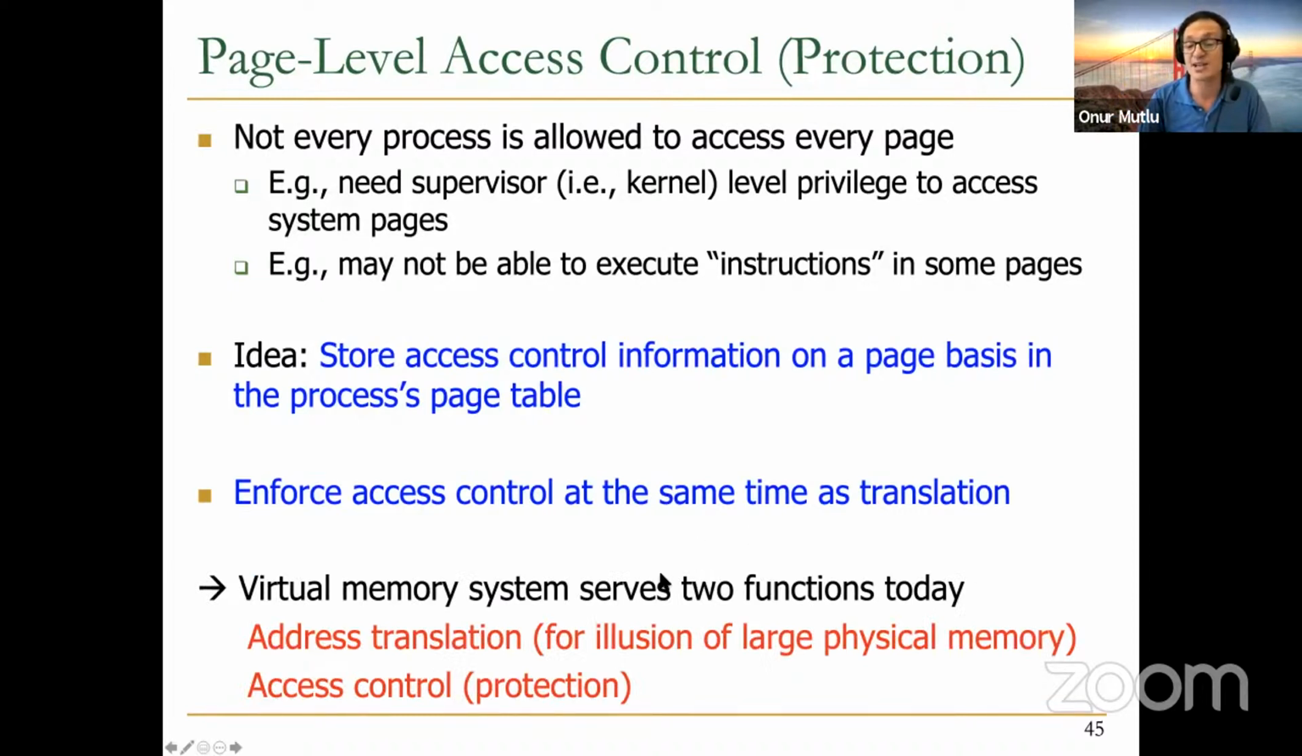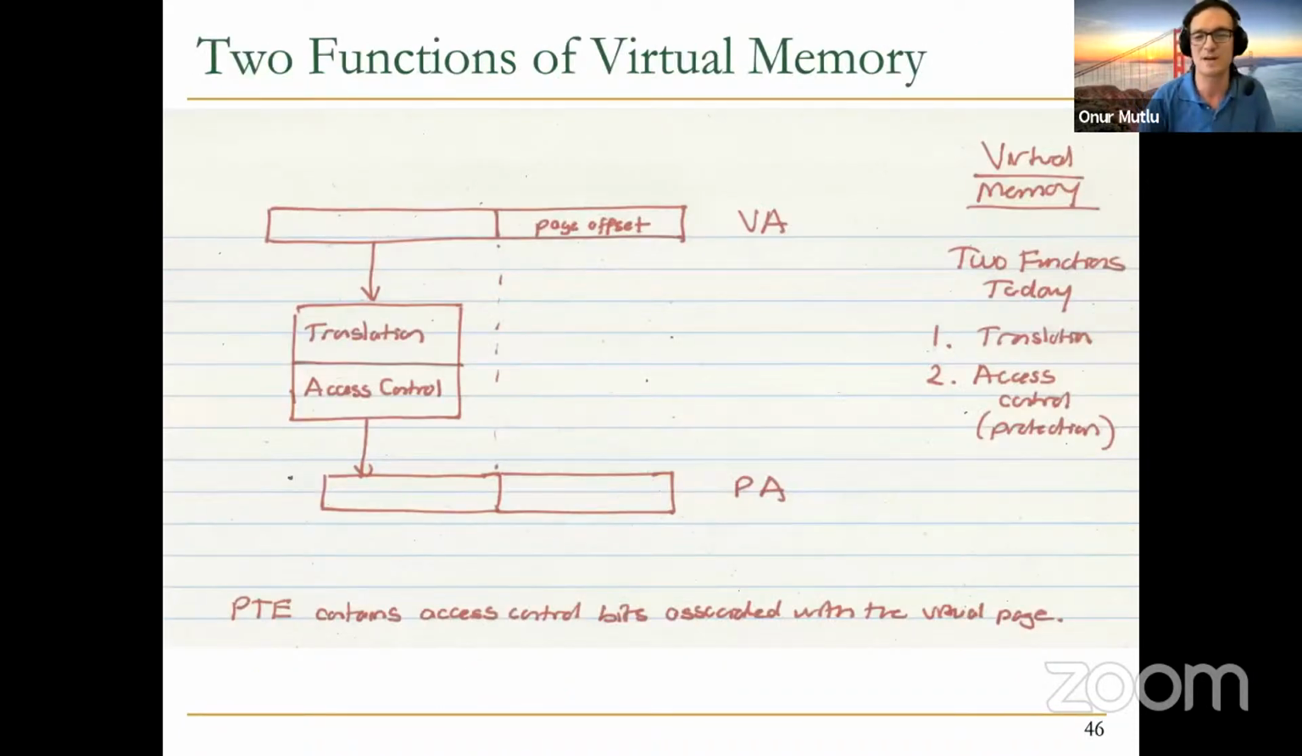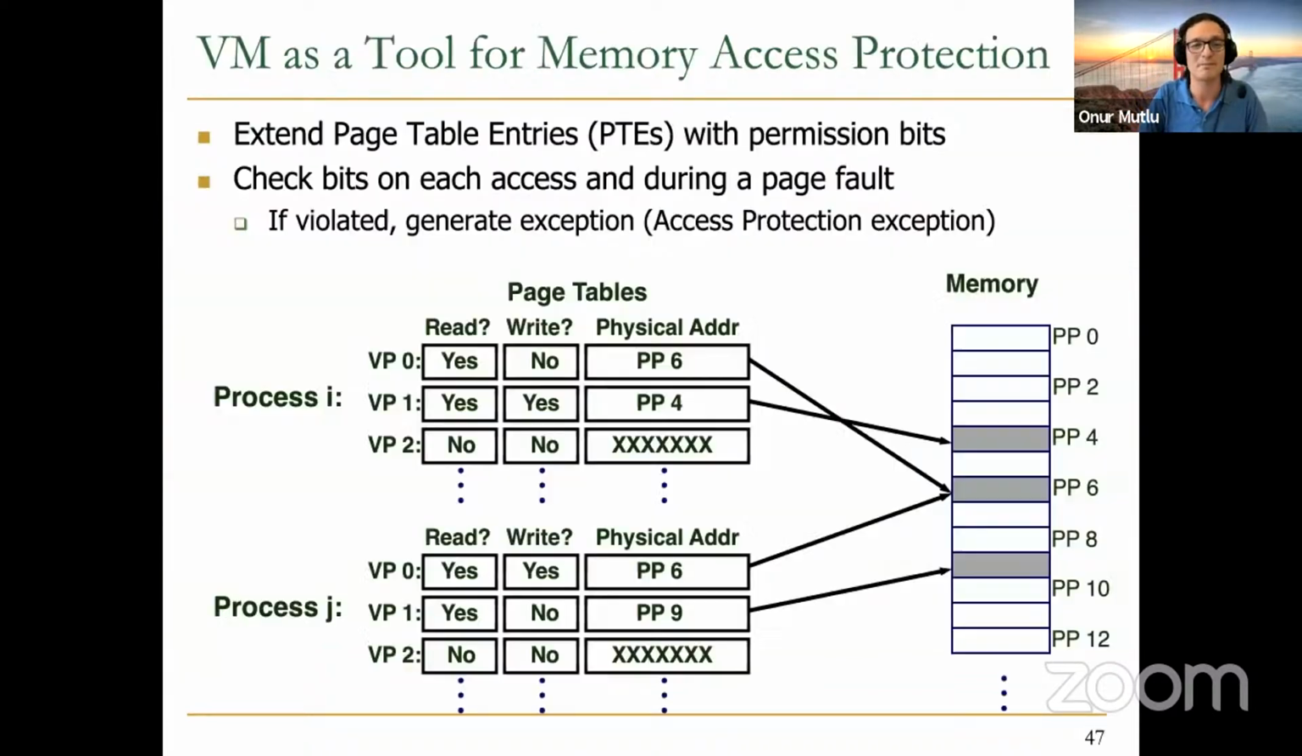So virtual memory system, as a result, serves two functions today. They're independent of each other. Address translation provides the illusion of large physical memory, plus other benefits, as we discussed. Access control, protection, essentially protects different processes. And even within the same process, you protect different pages so that you don't do something malicious to some pages that are important potentially. And this is my cartoonish picture, basically, that shows exactly the same thing if you're interested. Translation and access control. So if anybody asks you the two functions virtual memory provides today, that's it, translation and access control.